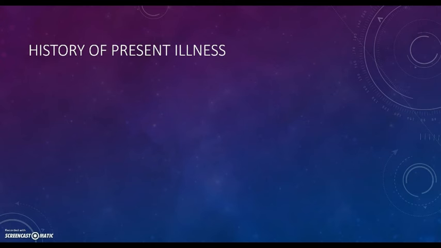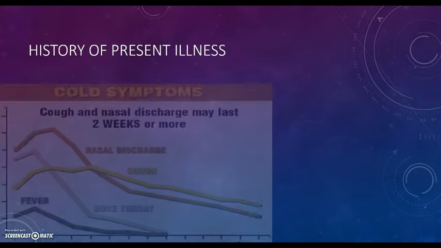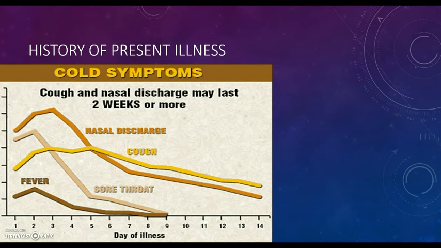Now coming to history of present illness. It is the elaboration of presenting complaints. Let me explain. Suppose this patient with cold has nasal discharge, cough, fever and sore throat. He has come on day 3 of starting of the symptoms. You see the patient at the day 3 cross section. These are the nasal discharge, sore throat, cough and fever. Since the cough and nasal discharge are increasing, the patient's chief complaints may be those.